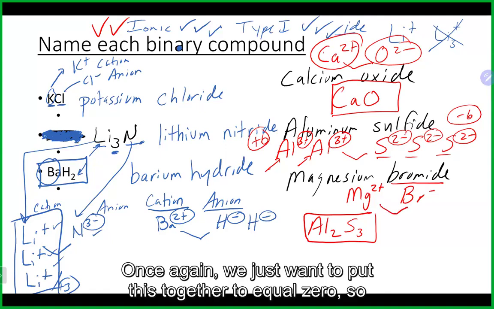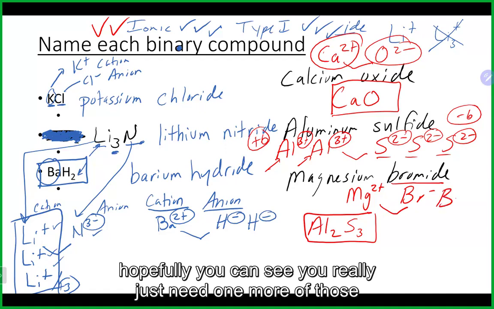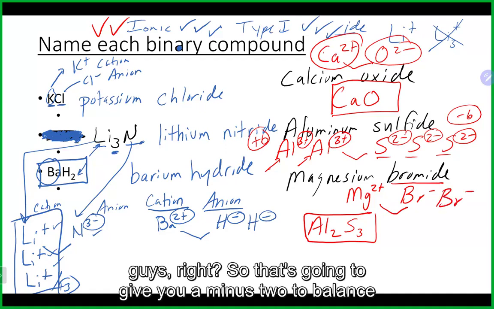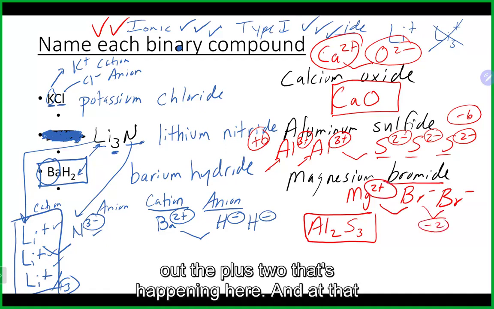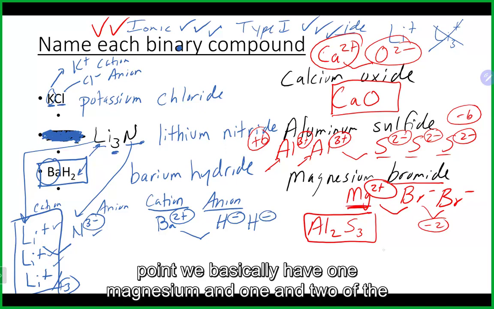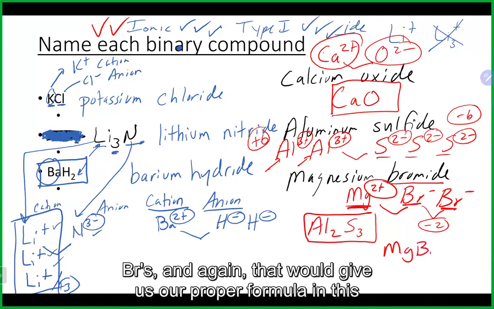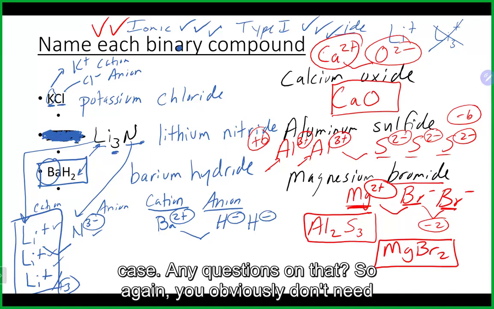Once again, we just want to put this together to equal 0. So hopefully you can see you really just need 1 more of those, right? So that's going to give you a -2 to balance out the +2 that's happening here. And at that point, we basically have 1 magnesium and 1 and 2 of the Br's. And again, that would give us our proper formula in this case.